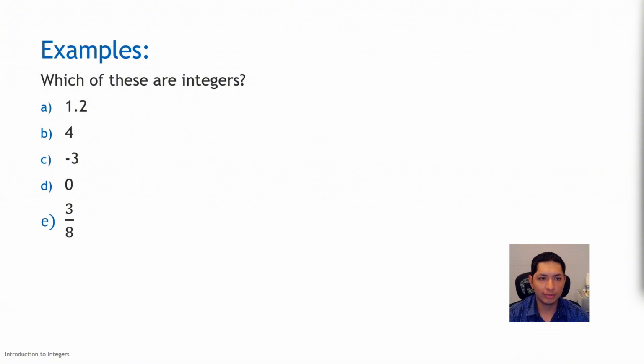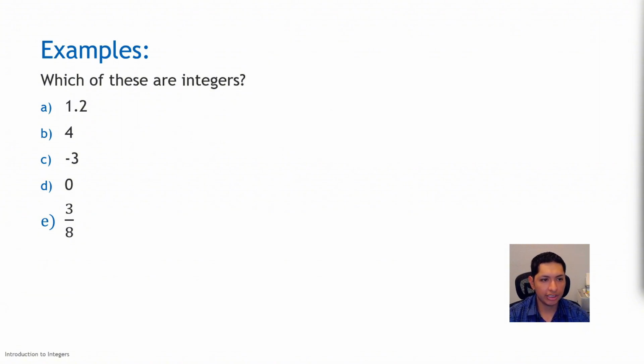So let's now go through some examples. Which of these five choices are integers? And there may be more than one answer. So take a pause here and choose the answer or answers, or none, that you believe to be the integers. Go back in the video if you need to go through the definition of integers again. So let's go from the top to the bottom.